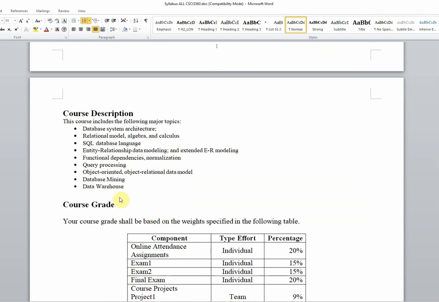The course description, including all the things that I have just mentioned, starting with the database architecture, relational model, algebra, and calculus, SQL database languages, ER model, functional dependencies, query processing, etc. There are some newer topics corresponding to the next level of the database, what we call data mining, as well as data warehouse. Those are the topics going to be included in the follow-up course.